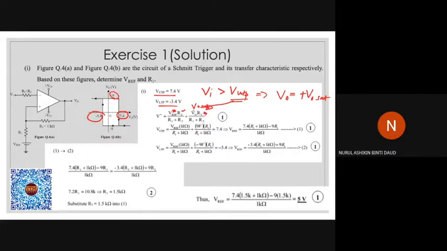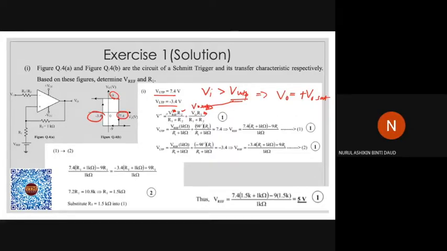So the one that you need to find, just leave it like that. And then the integer here. And then R1.